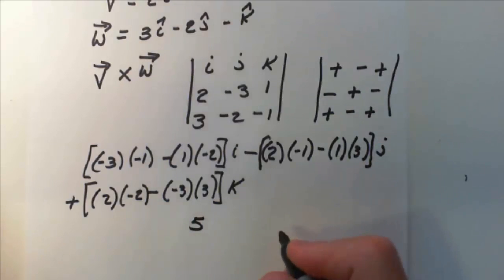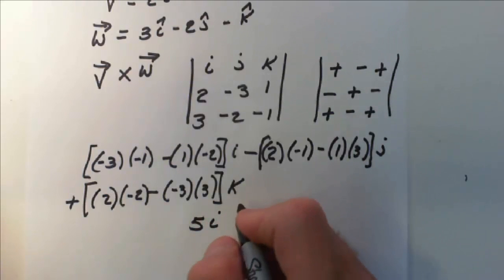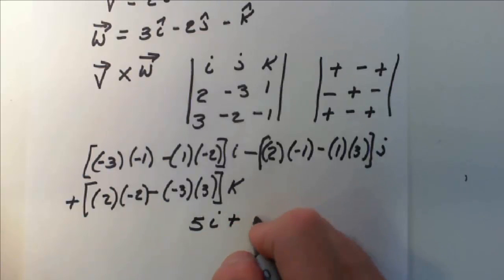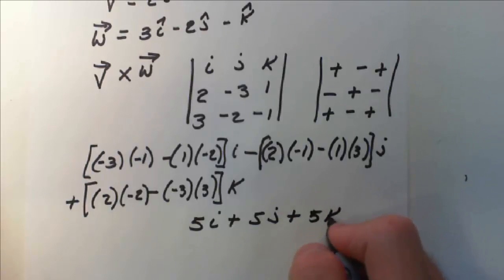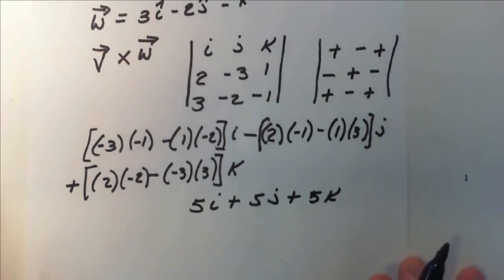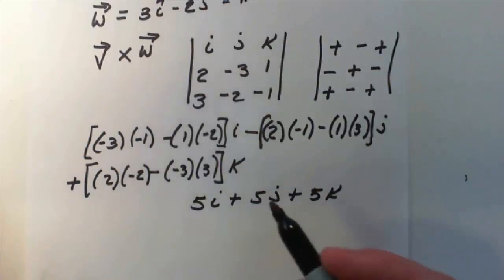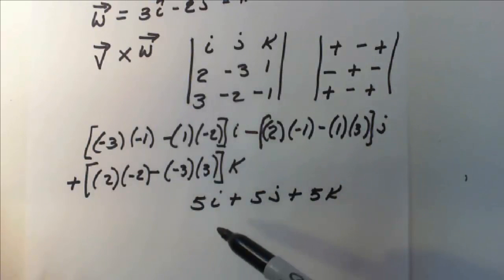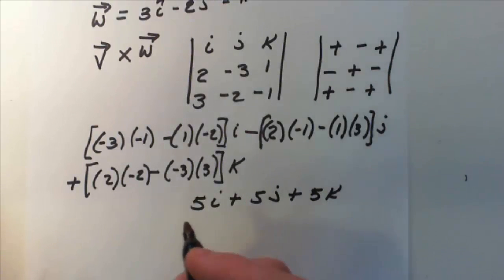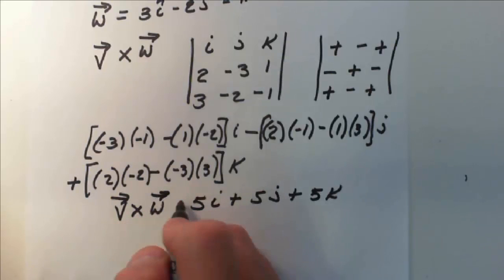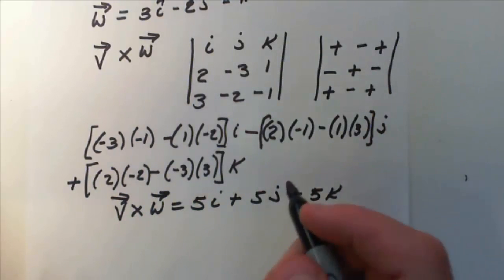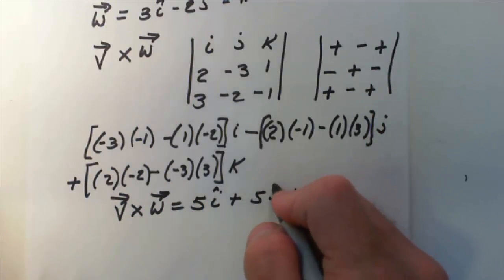All right, when I finish up, I will get 5i plus 5j plus 5k. And again, these values just happen to be the same. So the new vector that I've created is at right angles to v and w using the right hand rule, so we can say the cross product of v and w is going to be this vector right here, and we can go ahead and make those hats if we want.